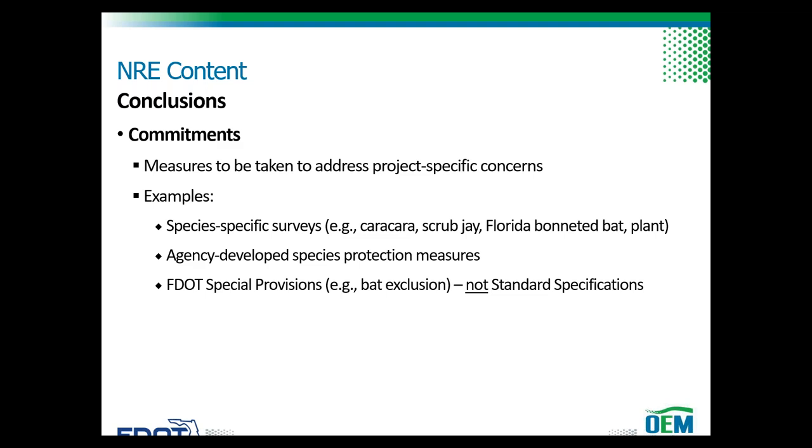Commitments, on the other hand, are project-specific actions that must be carried out to satisfy conditions of external agency requirements. Examples include conducting species-specific surveys like Cara surveys or scrub jay surveys, following construction protection measures for various species like eastern indigo snake, manatee, sea turtles, or incorporating a wildlife crossing. FDOT's special provisions, like installing bat exclusion devices before doing bridge work, can be listed as commitments because they would not be normally conducted as part of standard practice.